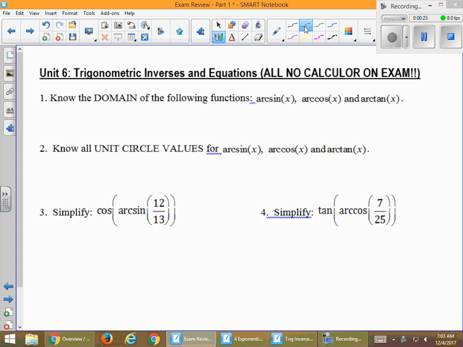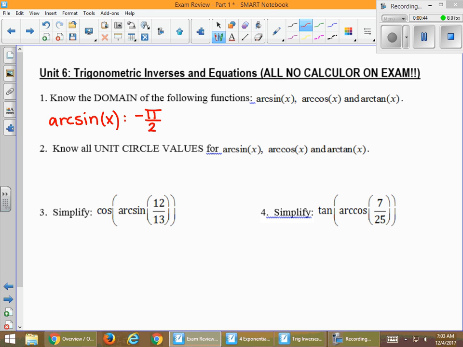Here, for the domain of arcsine, arccosine, and arctangent, remember for arcsine, you're looking at quadrants 1 and 4. And quadrant 4 is where your angle values are negative and your values are negative. So that would be negative pi over 2 to 0. And then from 0 to pi over 2 is where you pick up positive arcsine values.